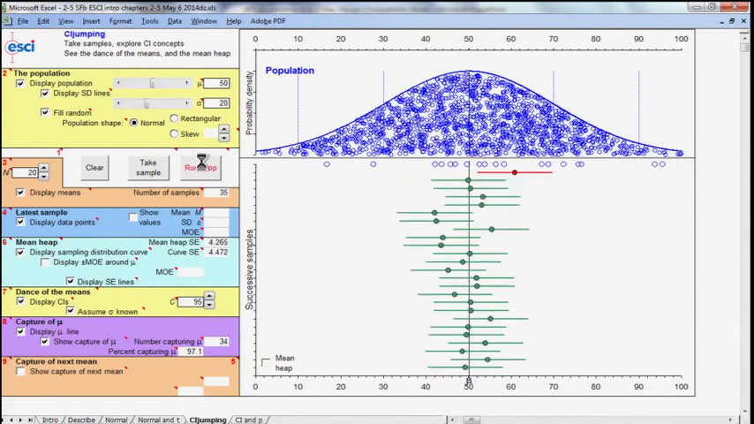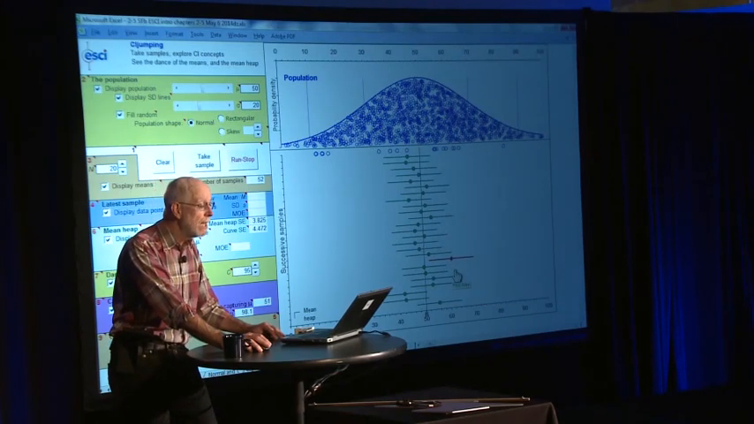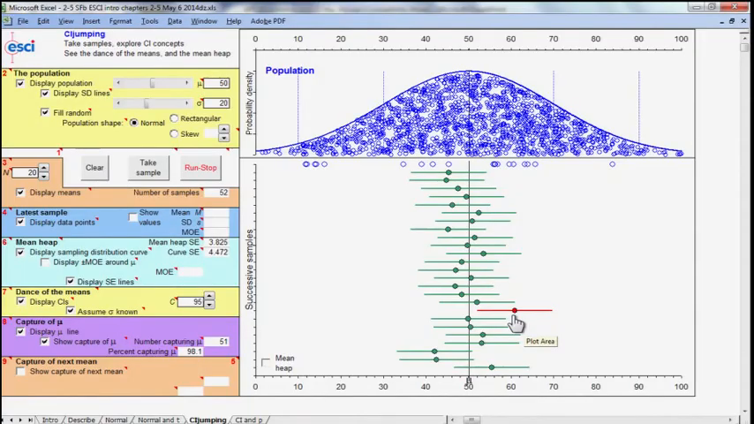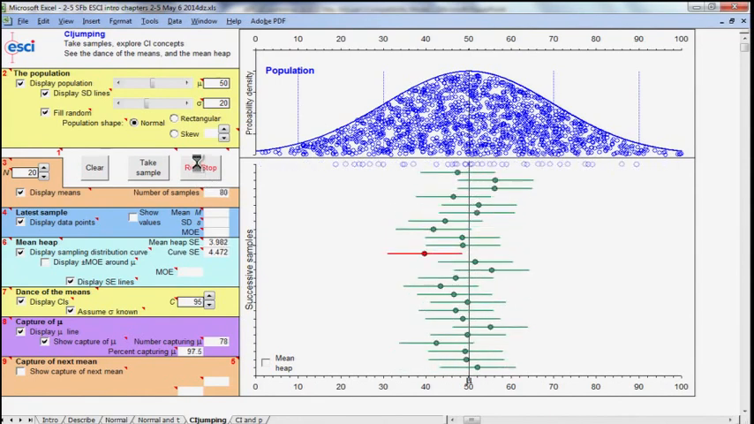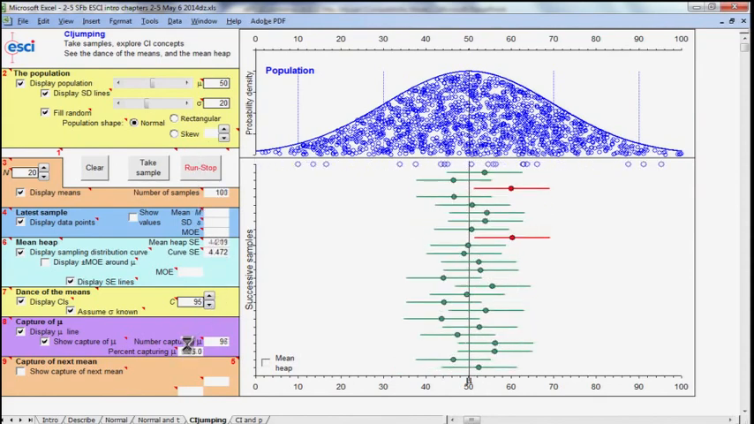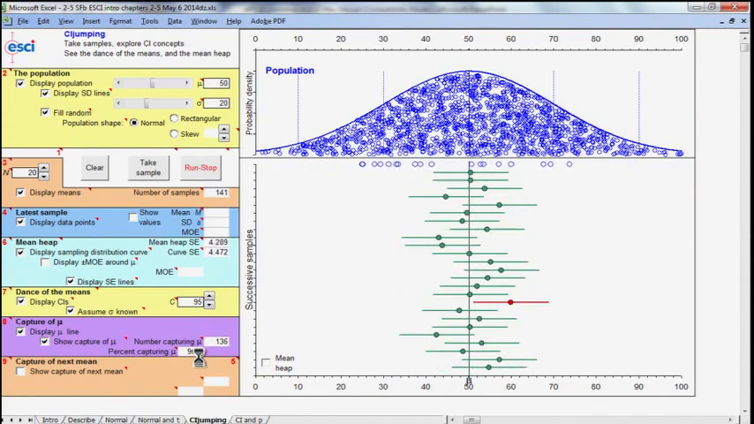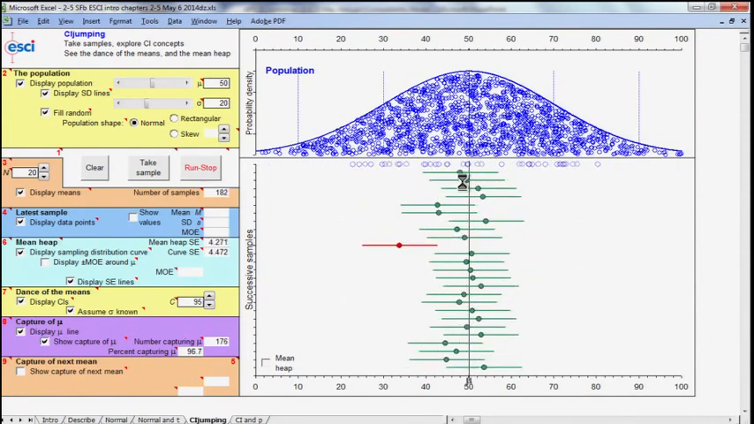And intervals that do, what a relief, there's one that doesn't capture. Intervals that don't capture are coloured red in ESCI, and these are the sample means that would have been down in the tails of the mean heap. And so here I'm going to run this for a moment, and I'm keeping count down here. You can't see it, but I'm tracking, and 96.8% of our intervals so far have captured the true value.